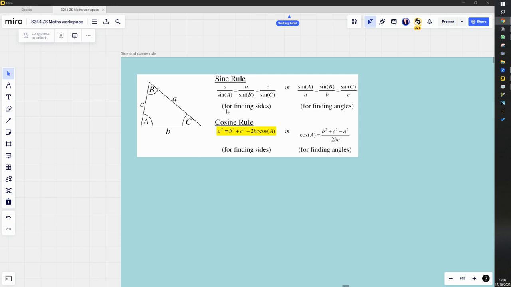So what the sine rule and the cosine rule do is help us to work with triangles that are not right angles. You can still do them with right angles, there's just no need. If you know it's a right angle, then you just use simple SOHCAHTOA or Pythagoras.